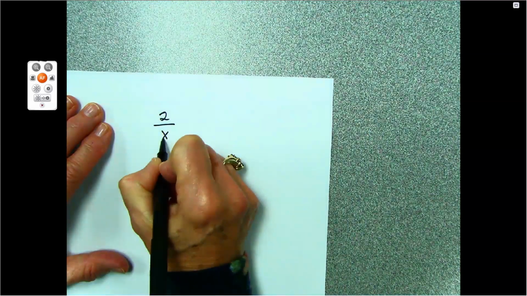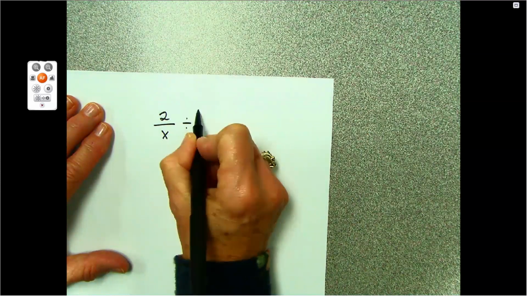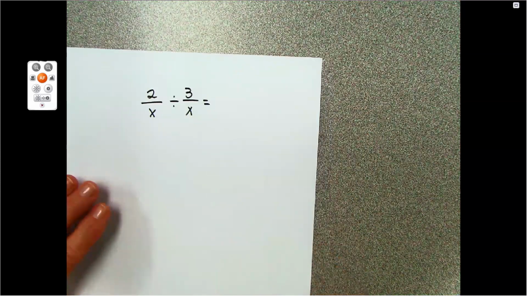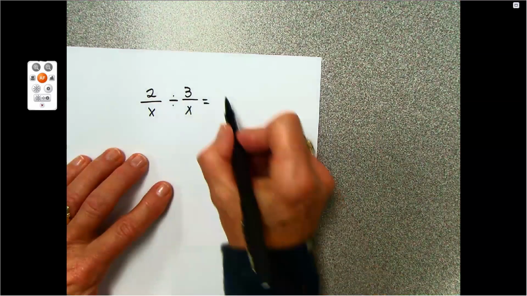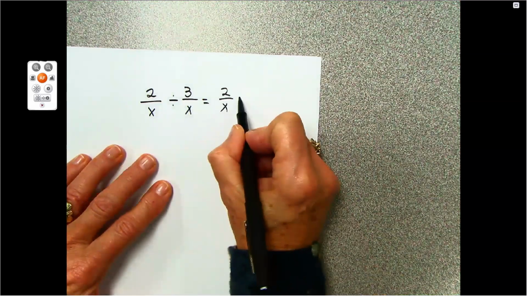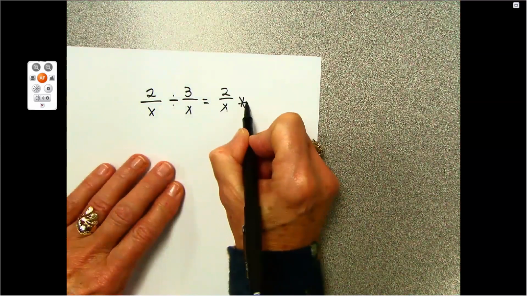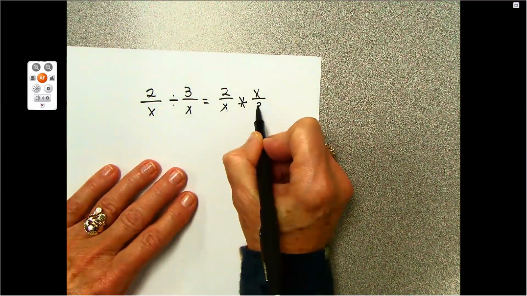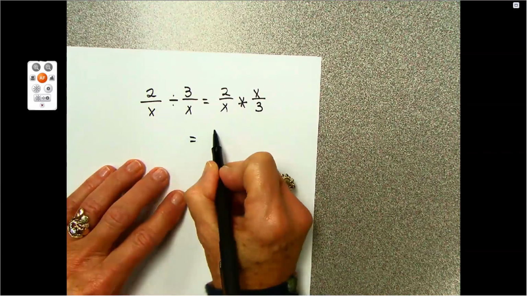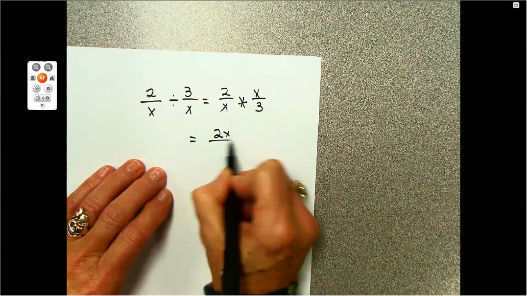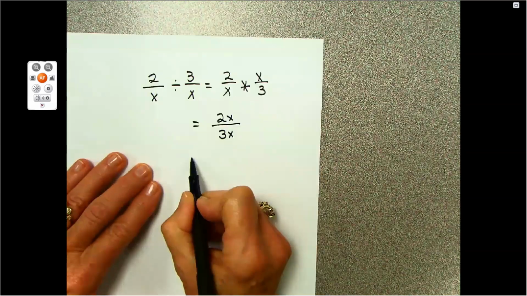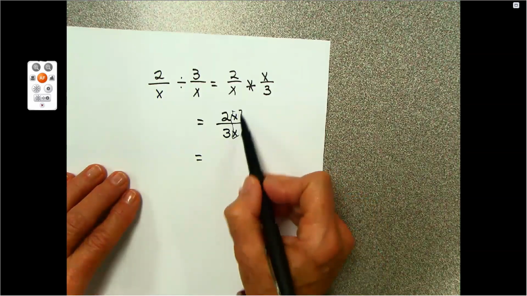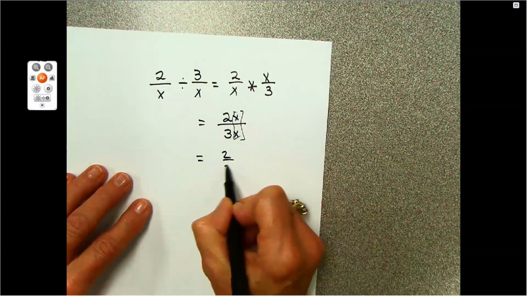Two over x divided by 3 over x. Division, I'm going to change division to multiplication and multiply by the reciprocal. So it's all multiplication. I have 2x over 3x. Looking for other names for 1. X over x is another name for 1, leaving 2/3.